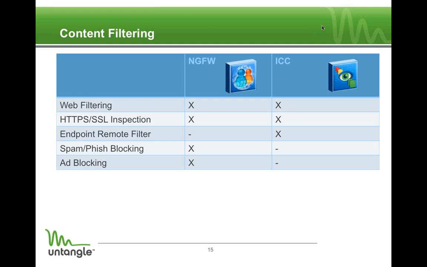On the IC Control side, we also offer endpoint remote filtering. So for certain mobile devices, we have a way to enforce filtering locally on those. On the NG Firewall side, again, it's more of a UTM or Unified Threat Management System. So we offer some additional things like spam or phish blocking, as well as ad blocking native to that server.